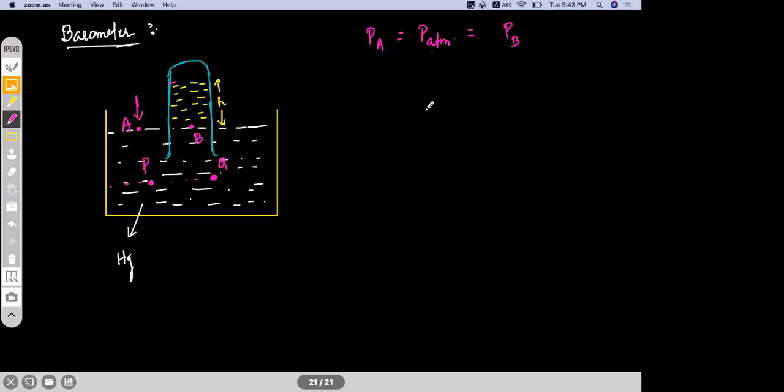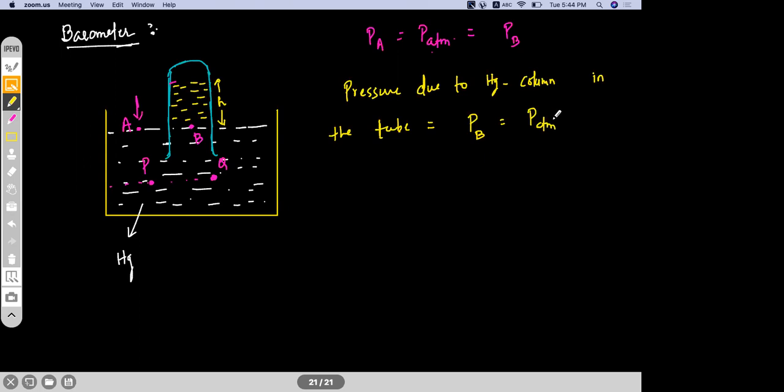Understood. So can I write this? The pressure due to the Hg column in the tube equals the pressure at B, which is nothing but the atmospheric pressure. Okay.